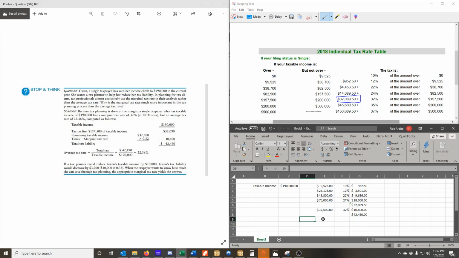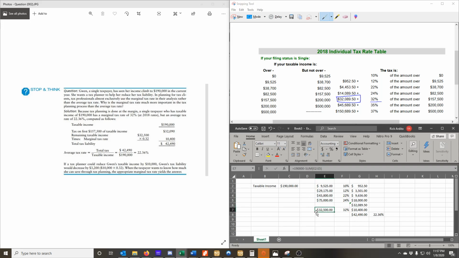So our average tax rate is the total amount of tax we paid divided by the total taxable income. So we will go equals the total amount of tax we paid divided by taxable income. So our average tax rate as a percentage is 22.36%. Cool. So we're not actually paying 32% on all of our income. As an average, we're paying 22.36% because of the way that we step through each tax bracket.